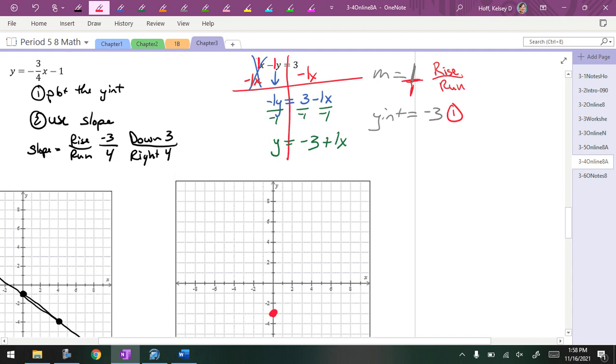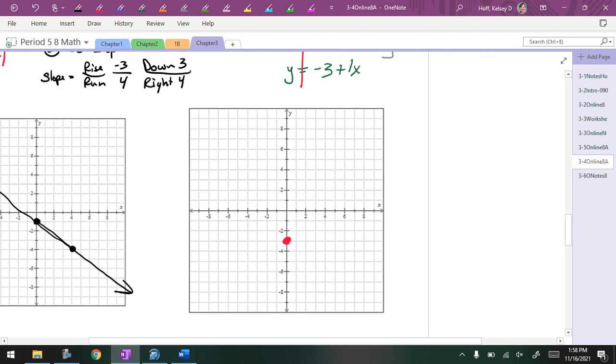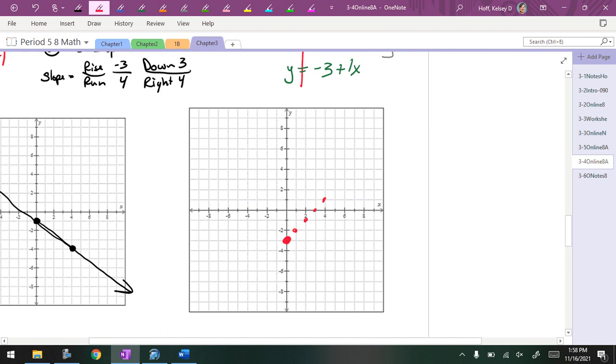So if I have a rise of 1, which direction am I going? Up. How far? And right 1. So from your y-intercept, up 1, right 1, put a dot. Up 1, right 1. Technically, you could put a whole bunch on here, right? If you really wanted it to look nice and pretty. If Miss Hoff was grading you on your notes. Thank God she's not.